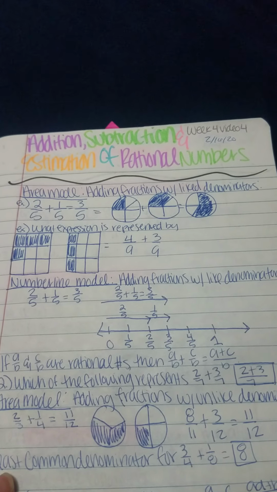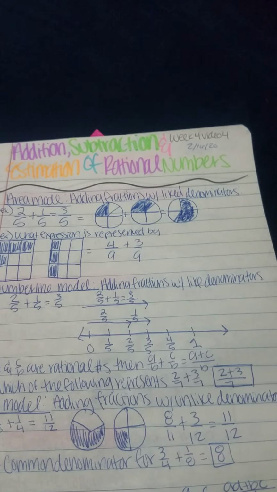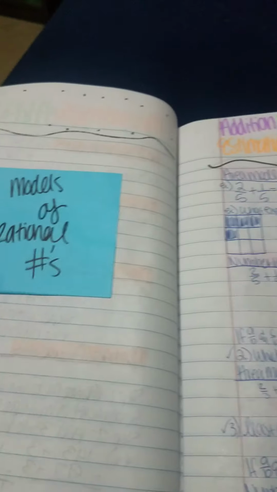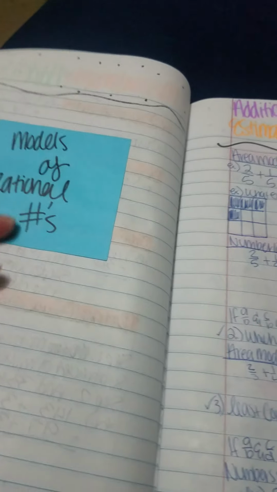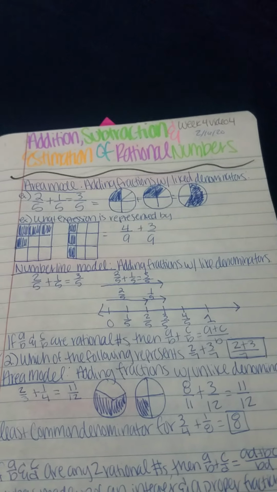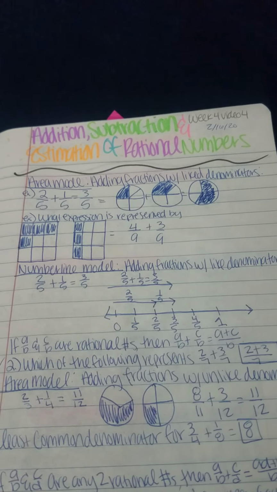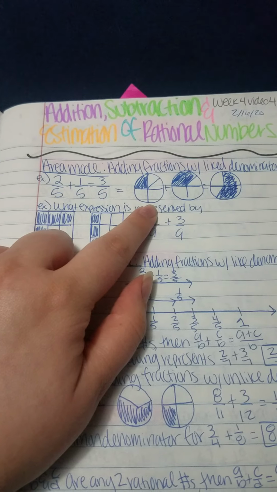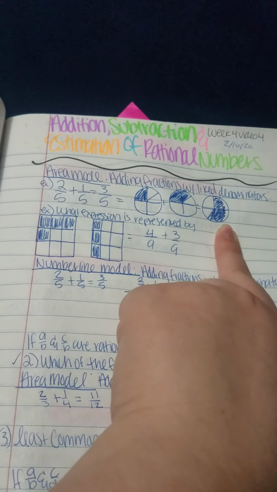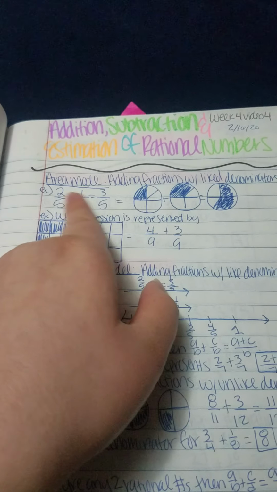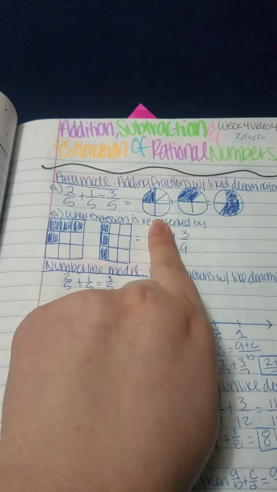Addition and subtraction and estimation of rational numbers. I have all the different model types here just so I can remember all of them, because it is several model types. My favorite is area because it's very visual. For example, let's just say we had 1/4 plus 2/4. That'll give you 3/4. And this isn't the same exact example, but it would be similar.